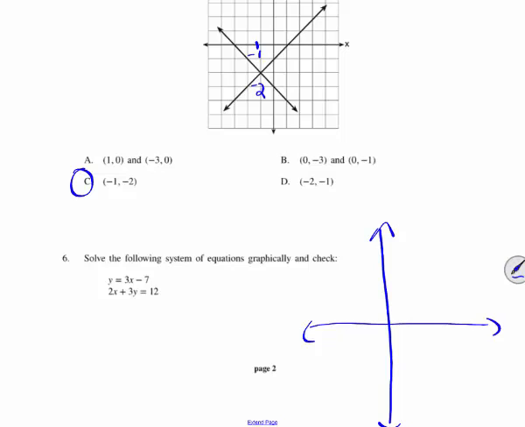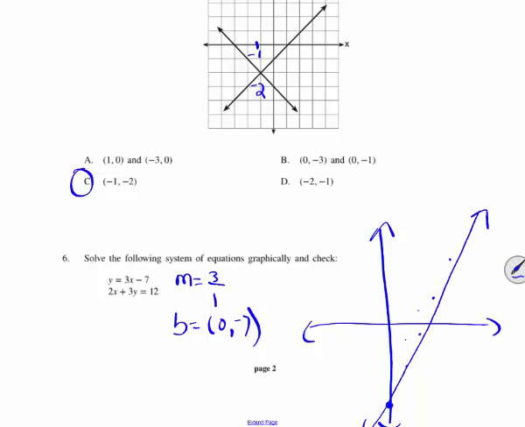So for this first graph, my slope is 3 over 1. My y-intercept is 0, negative 7. So that means I would start way down here. I would have to go up 3 over 1, up 3 over 1, over 1.